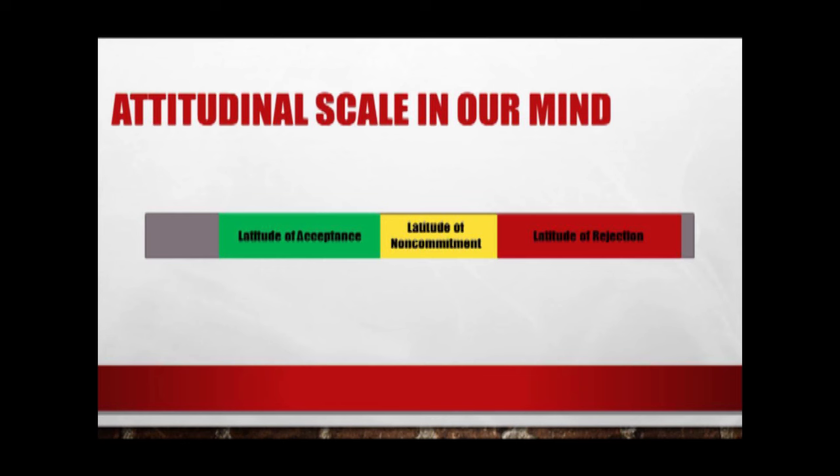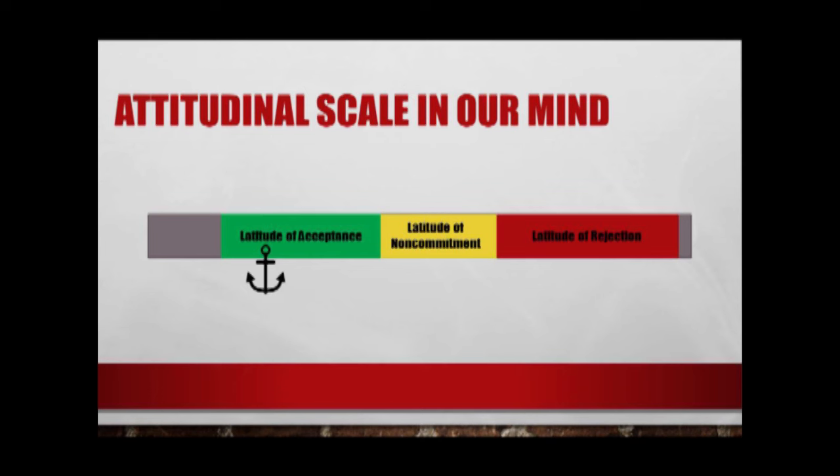The latitude of acceptance is any message we feel acceptable or reasonable. The latitude of rejection is any message we feel is unreasonable or irrational. The latitude of non-commitment is any message we feel is neither rational nor irrational. No opinion on the subject. Our favored position on a topic works as an anchor, weighing all of our other thoughts about that topic. It is located on our latitude of acceptance.